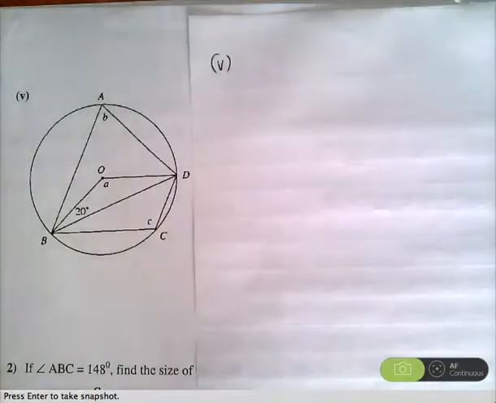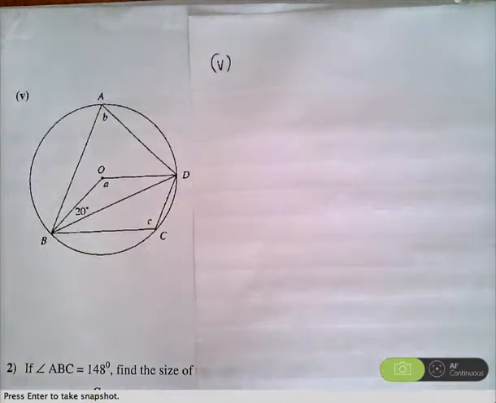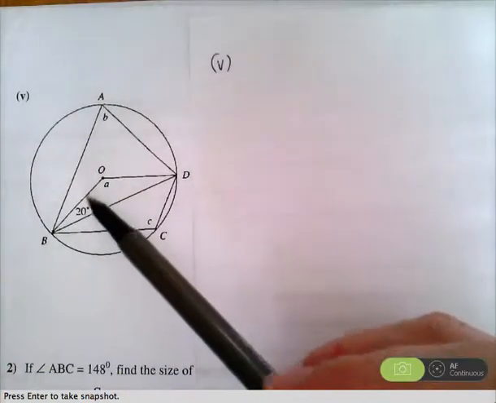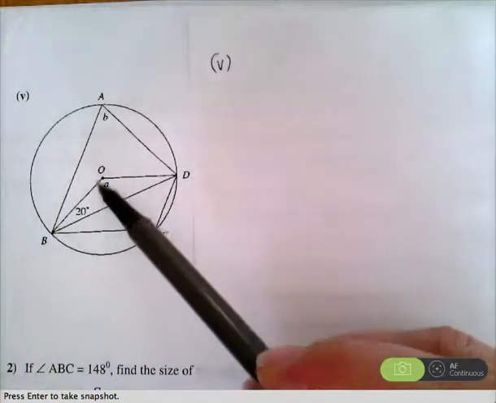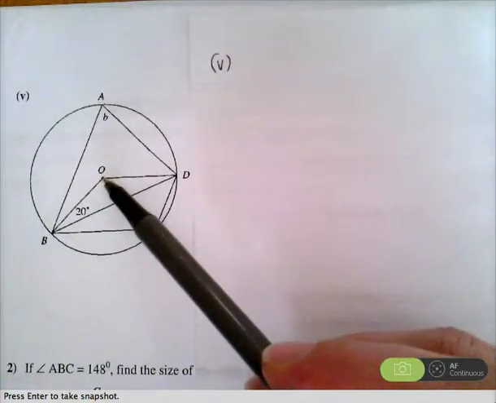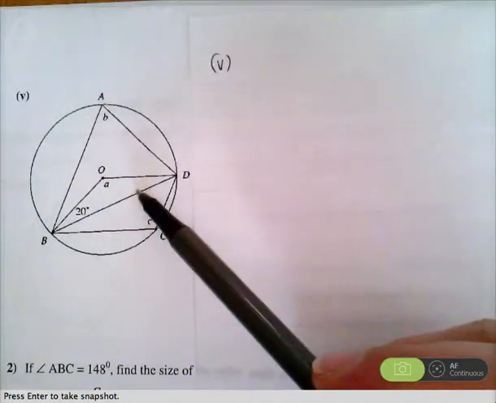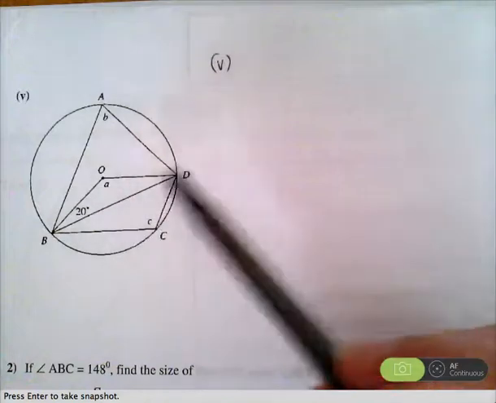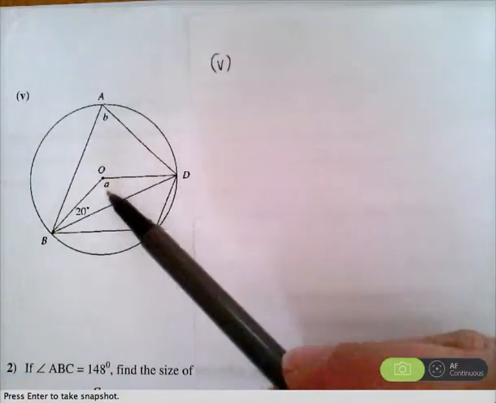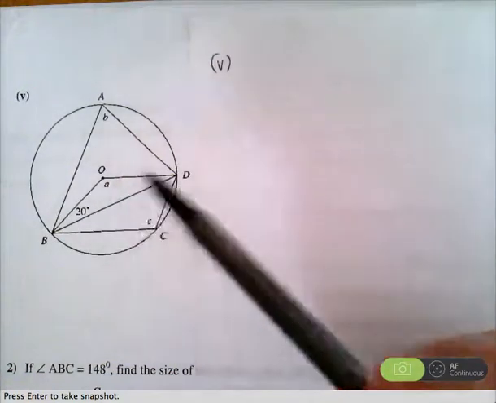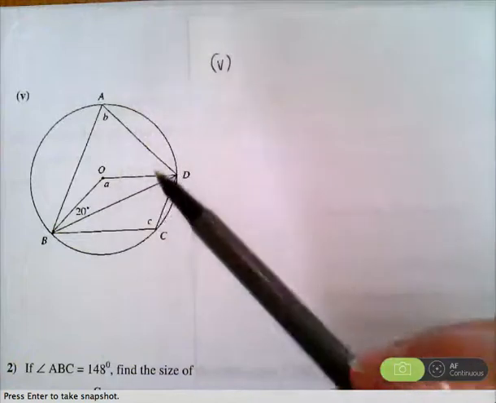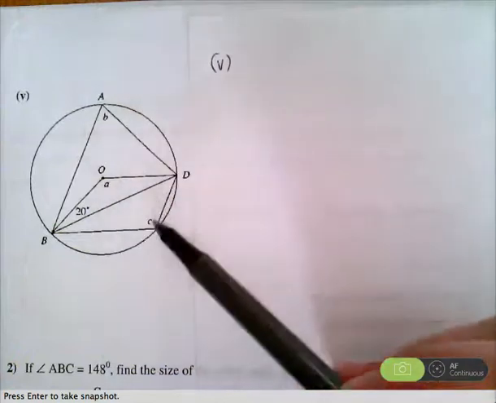Okay, now we're looking at page 18 of the work booklet, and we have to find the value of the pronumerals, giving reasons. So we can see that we've got this angle here that's 20 degrees. We also know that OB is equal to OD, and that this angle here would be 20 because we've got an isosceles triangle. So we could work out A that way by doing angle sum of an isosceles triangle. We still need to work out C and B.